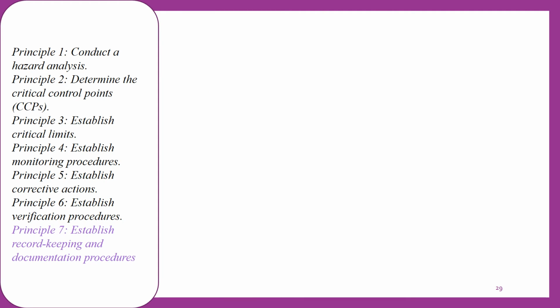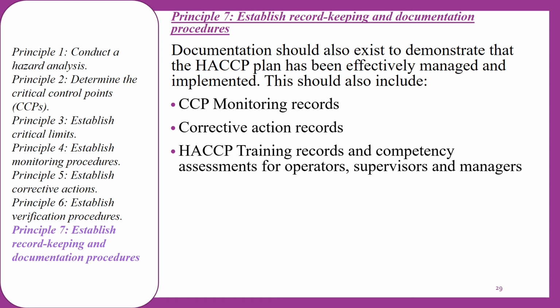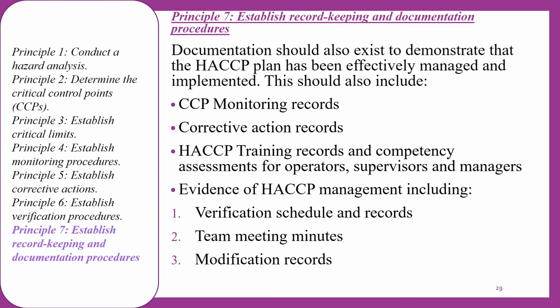Now we come to the last principle, which is establish record keeping and documentation procedures. Documentation should also exist to demonstrate that the HACCP plan has been effectively managed and implemented. This should also include CCP monitoring records, corrective action records, HACCP training records, and competency assessments for operators, supervisors, and managers. Evidence of HACCP management including verification schedule and records, team meeting minutes, and modification records.